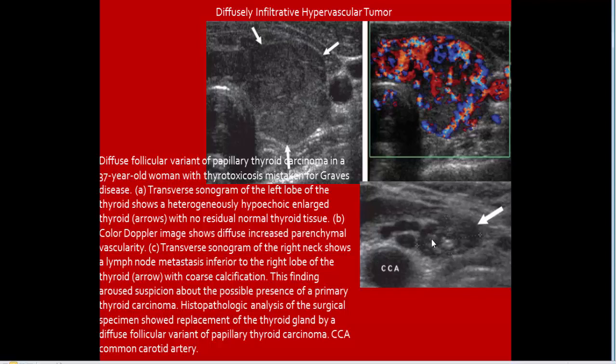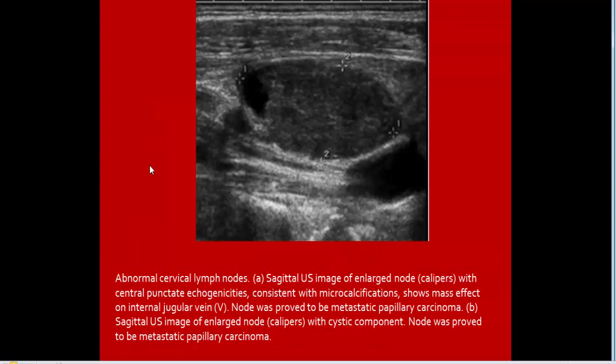CT shows right neck lymph node metastasis inferior to the right lobe of the thyroid with coarse calcifications, a finding suspicious for possible presence of primary thyroid carcinoma. Histologic analysis shows this is papillary thyroid carcinoma, diffuse infiltrative pattern of papillary thyroid carcinoma, a diffuse infiltrative hypervascular tumor, mistaken for Graves' disease.